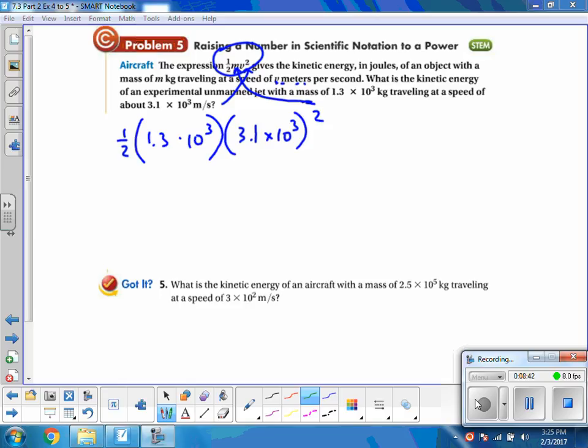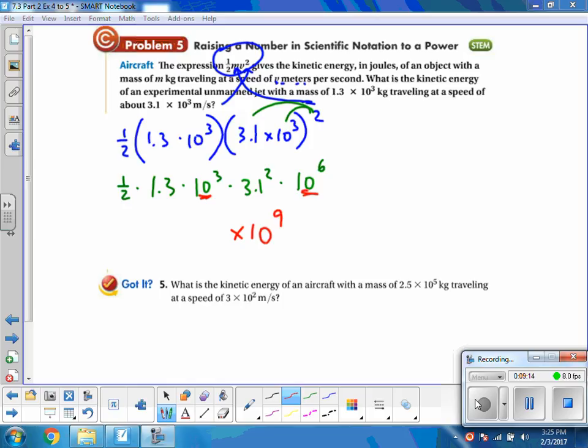All right, let me clean this up a little bit. So I have 1/2 times 1.3 times 10 to the 3rd times, now this square is affecting both things, times 3.1 squared times 10. Now this is 3 to the 2nd power, so 3 times 2, so it's going to be to the 6th. Okay. Now I have these bases, and I can bring those together, and because of the product rule, I can add them up, so I know it's going to be times 10, 6, 7, 8, 9 to the 9th.